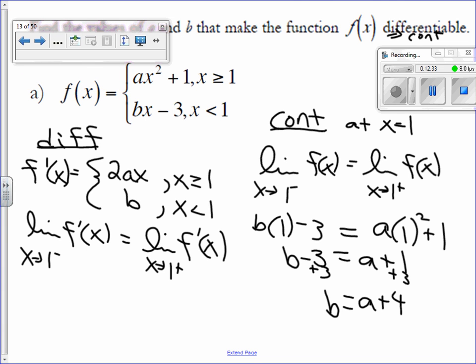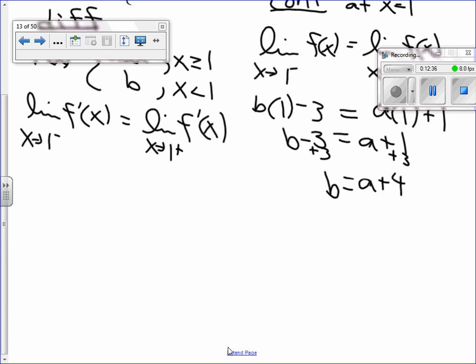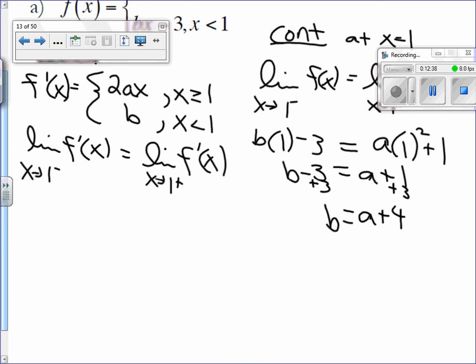Okay, so we got the f prime of x. So what would the limit of f prime of x be as x approaches 1 from the left? So look at this one. And what is it? B, right? That has to equal the limit of f prime of x, the slope, as you come in from 1 from the right. What's that going to be? 2a, and then we're plugging 1 in for the x, so 2a times 1. Now we know b equals 2a.